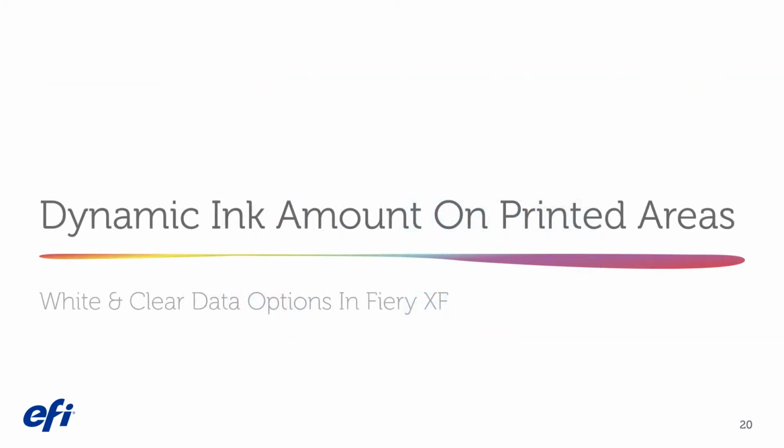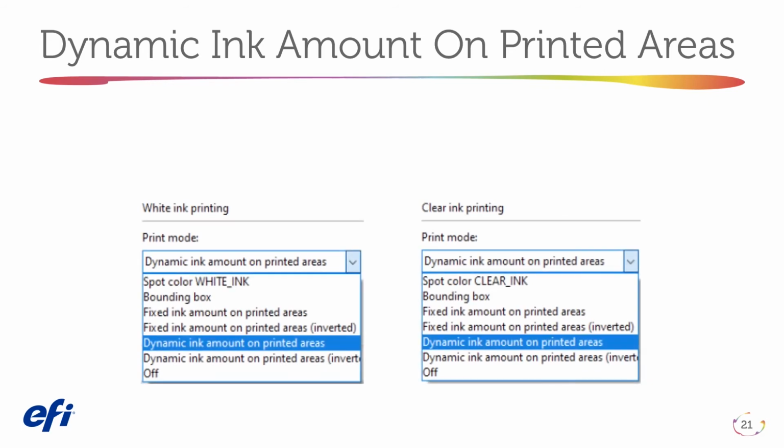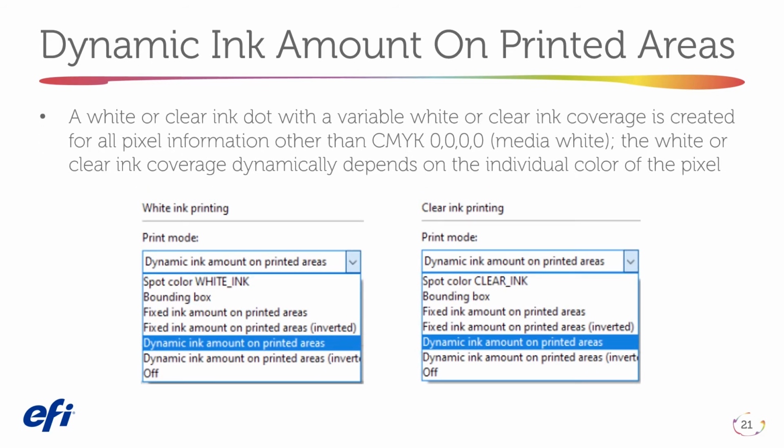Dynamic ink amount on printed areas. A white or clear ink dot with a variable white or clear ink coverage is created for all pixel information other than CMYK 0000 or media white. The white or clear ink coverage dynamically depends on the individual color of the pixel.